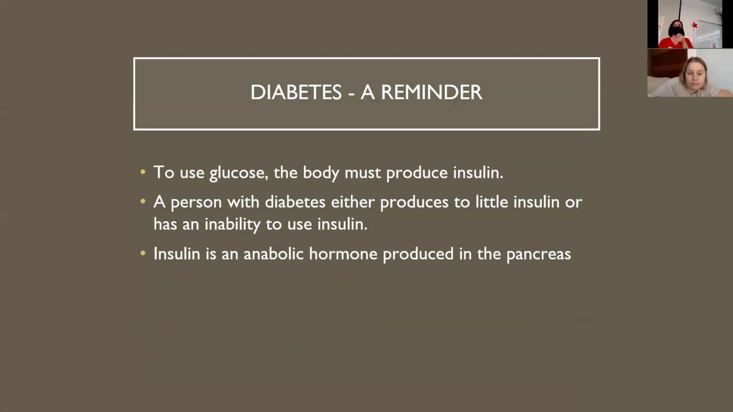Just as a reminder, insulin is an anabolic hormone secreted from the pancreas, and it's used to help glucose. It's like the key. It carries glucose from the bloodstream into the cells. Without insulin, glucose remains in the bloodstream, causing hyperglycemia. So we need it to get out and into the cell so it can actually give us energy and do all the things that glucose is supposed to do.